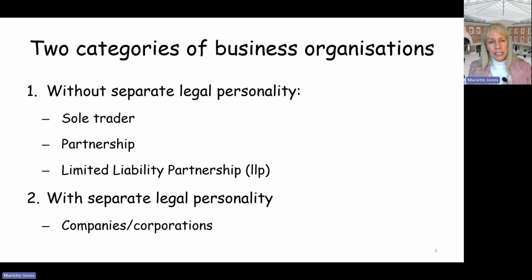Now, there are two categories of business organizations in the United Kingdom, those with and those without separate legal personality. Under the former category, we have our sole traders, partnerships, and a sort of hybrid business organization, the limited liability partnership, which you'll be familiar with if you look at the Magic Circle law firms, for example. They're all limited liability partnerships, and we're going to answer the question, why is that?